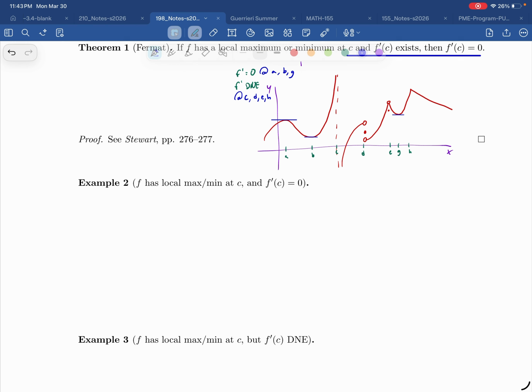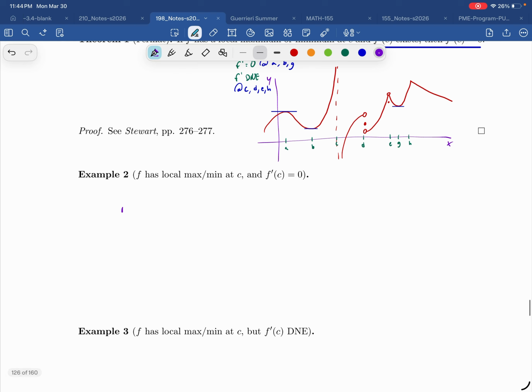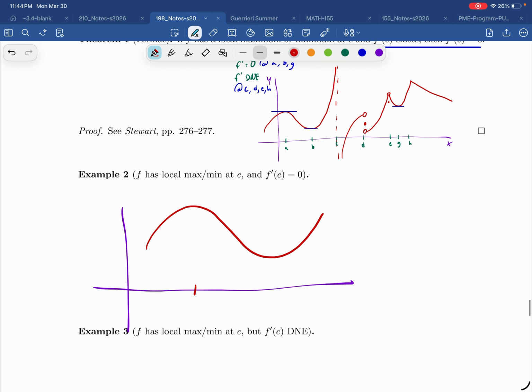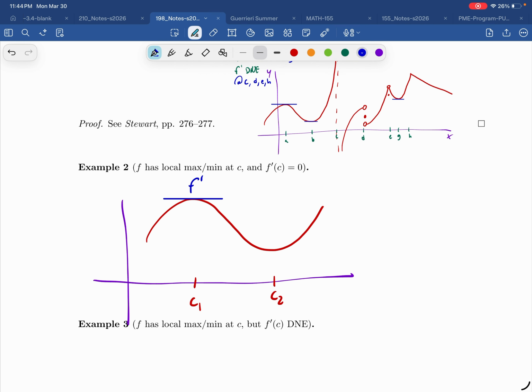So let's just look at a couple of examples, right? Here, we have a set of axes. We have a graph. Maybe we have something like this. We have c. I'll call this maybe c1, c2. And here, right, we have a local maximum. f prime of c1 equals 0. Here we have a local minimum. f prime of c2 equals 0, right? So there we go. Local max, local min.